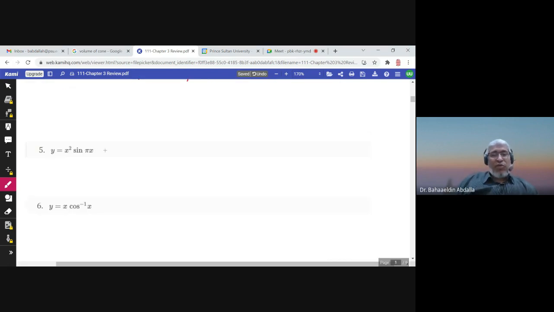Now here I need to use the product rule. So the derivative of x squared is 2x times sine pi x, then plus x squared times the derivative of sine, which is cosine pi x, times the derivative of pi x, which is pi.